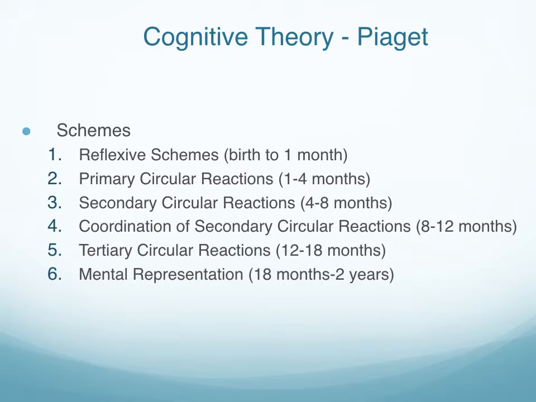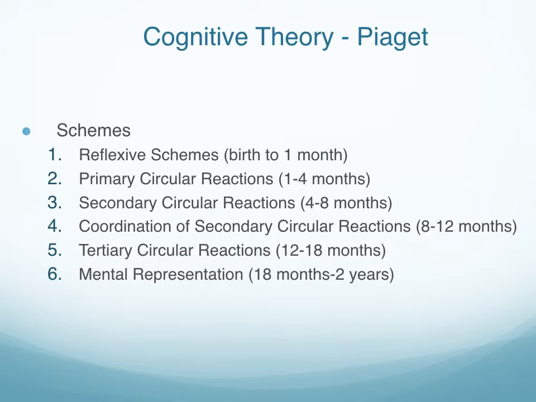In the fourth substage, you have now a coordination of secondary circular reactions, and this is from 8 to 12 months. And so you're combining these earlier schemas in order to achieve some kind of goal. So you might engage in, for instance, reaching and grasping to shake a rattle, and that would be something that would fall under substage 4.